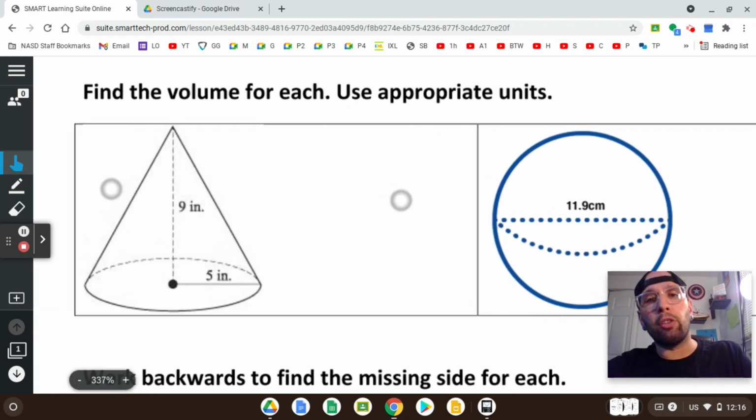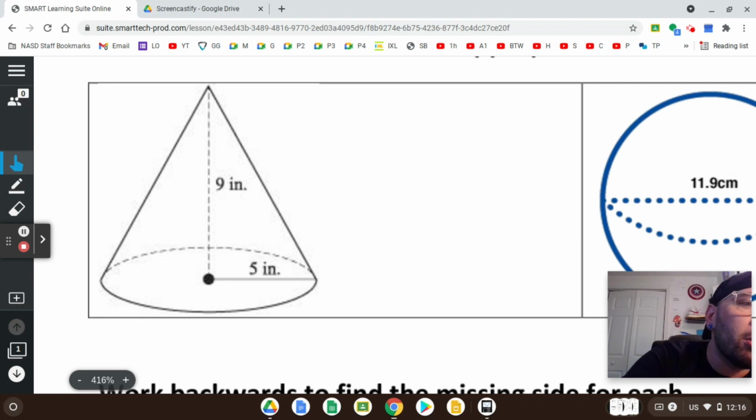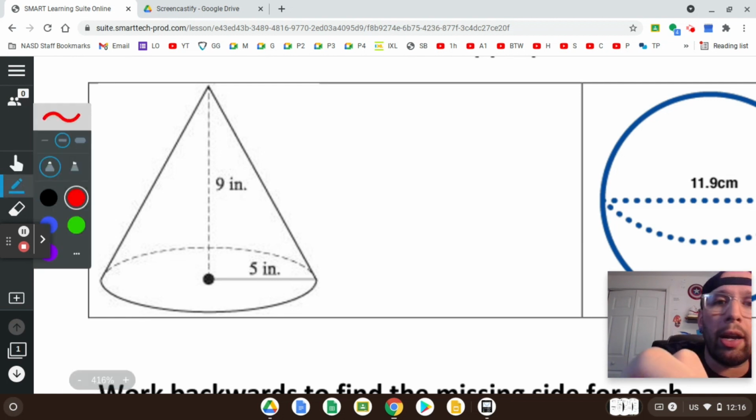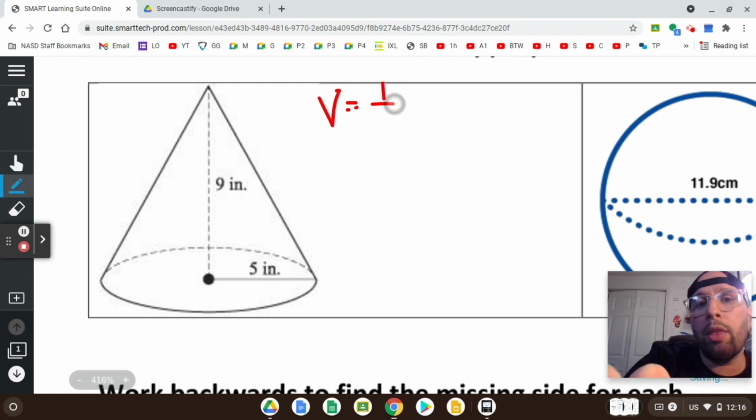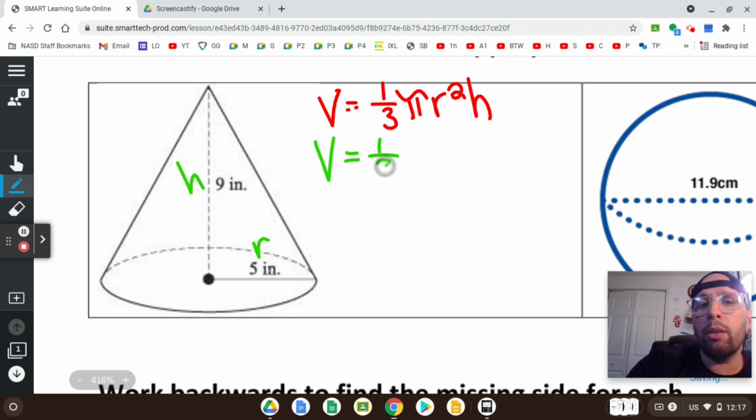Find the volume of each. Use appropriate units. All right, so I need to find the volume of this here cone. So I'm going to write out V equals 1/3 pi r squared h. I'm going to label what I know. 5 is the radius. 9 is the height. So I could just plug stuff in. V equals 1/3 pi radius, which is 5, squared times height, which is 9.